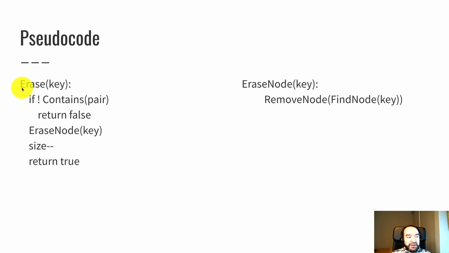So this is the public erase operation. It's given a key to remove, and if the tree does not contain the given key, then we return false, and that's the end of the erase operation. Otherwise, we know that the key is in the tree, and we call an erase node private helper function that does the job of taking a known present key out of the tree. Erase does size minus minus, so the size is in sync, and we return true.